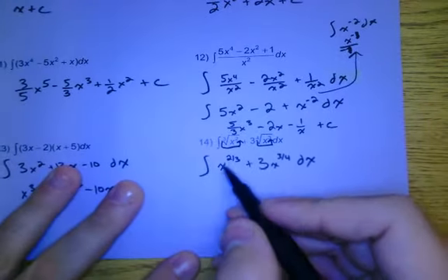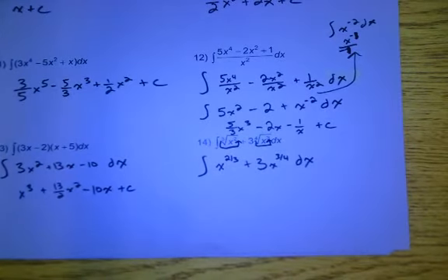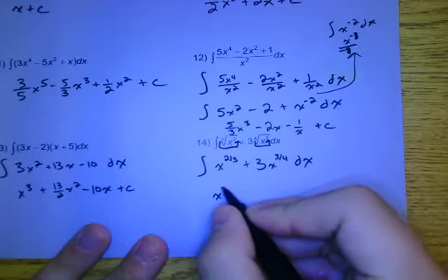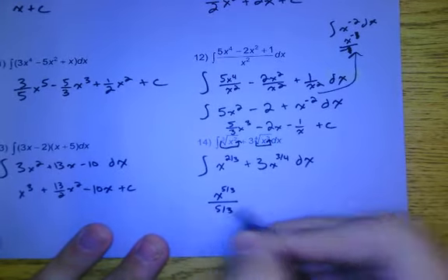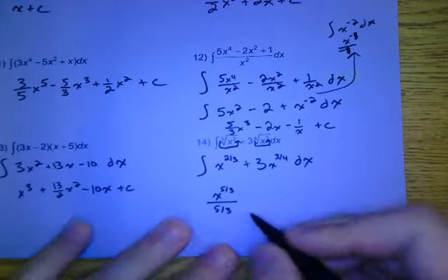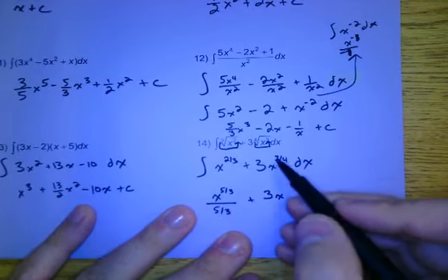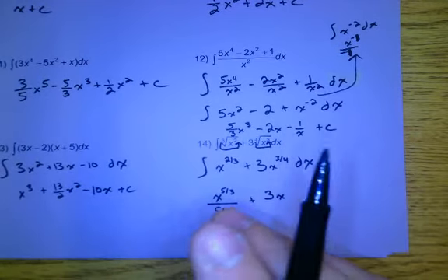Okay, here we go. Let's add 1 to here. So what's x to the 2/3? So we have x to the 2/3. What's 1 plus 2/3? 5/3 divided by 5/3. At some point, you can do these a little bit quicker, but I still want to show you step by step. Plus 3x to the, so we're going to add 1 to 3/4, and you get.